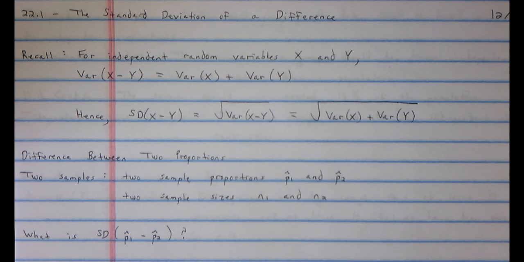So we'll start by focusing on two groups in which we're computing a sample proportion for each group. So we're looking at the difference between two proportions. These two samples will most likely have different sample proportions and different sample sizes. So the two sample proportions will be denoted by p1 hat and p2 hat, and the two sample sizes by n1 and n2. We'd like to know what is the standard deviation of p1 hat minus p2 hat.